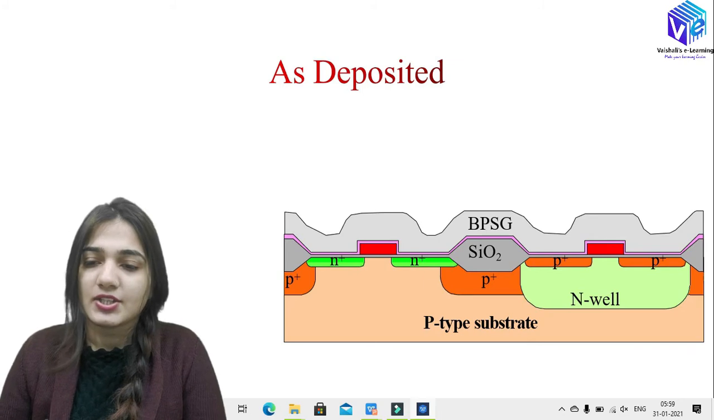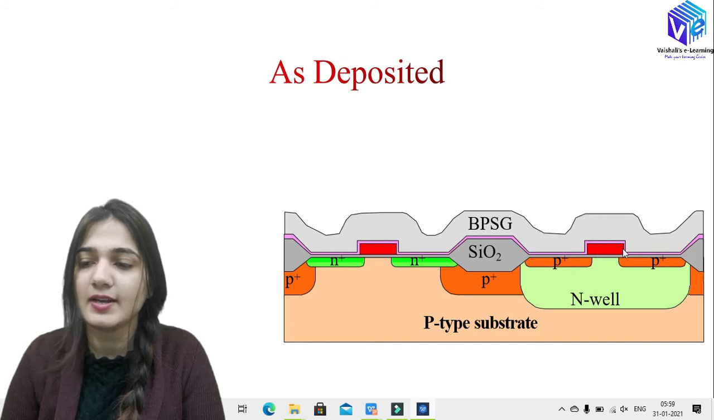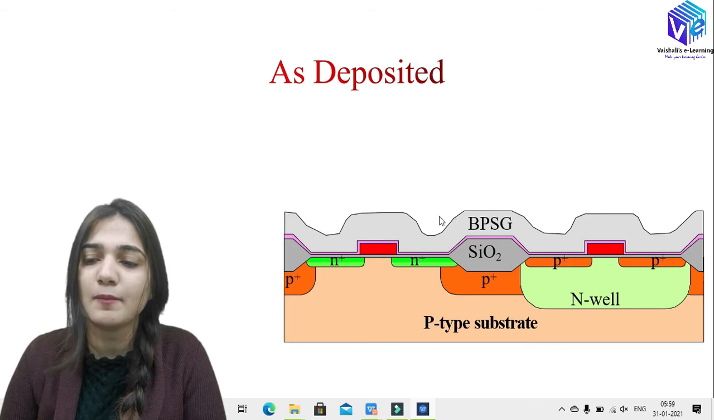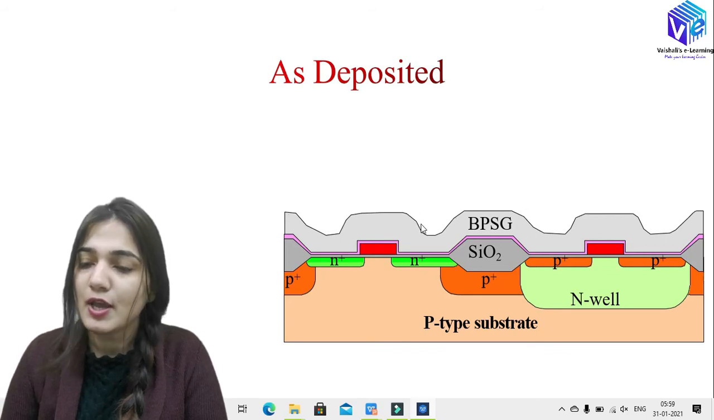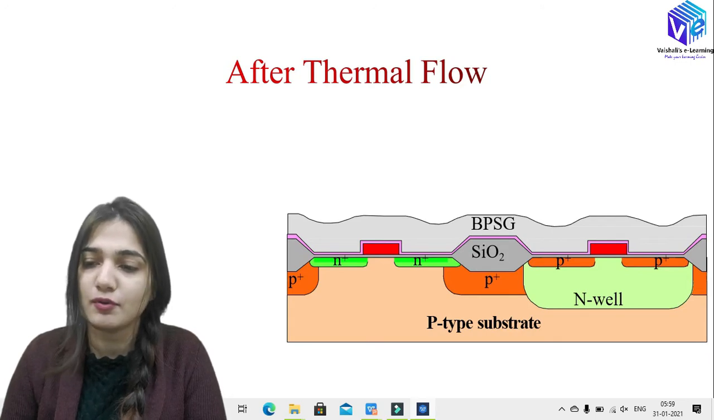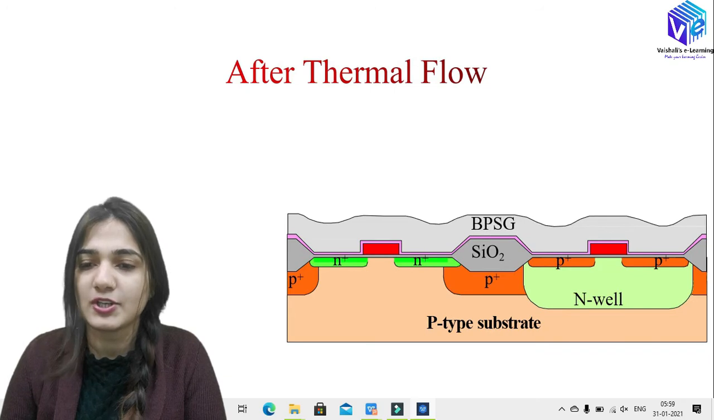So you can see the structure. Here we have the SiO2 layer which is making the structure rough, and here we have the gates also which are making the structure rough. So now here if I have deposited the borophosphosilicate glass over here, how can we make it planar after the thermal flow? You can see we can give the higher temperature, and after the thermal flow, the borophosphosilicate glass layer is planar as compared to the deposited borophosphosilicate glass layer. You can see the difference between these two pictures, right?